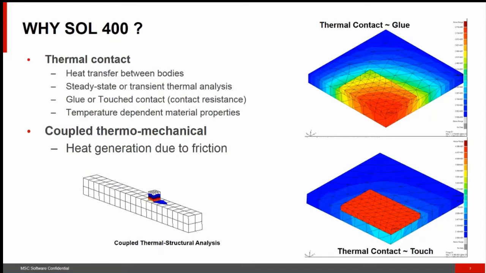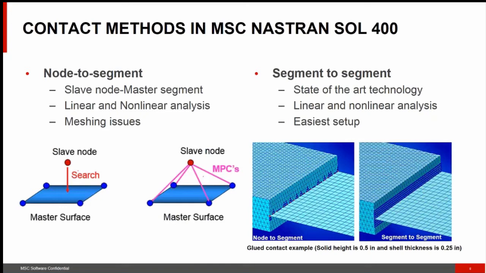Here, for example, we can see the friction heating. This is also considered in the coupled thermal structural analysis. It's a capability that is available and can be used. And you can see here that when we run the analysis, the temperature of the block is rising as the model goes through. So these are some of the capabilities that are available in Nastran Solution 400 when it comes to contact. Now let's talk about different methods for doing the contact analysis.